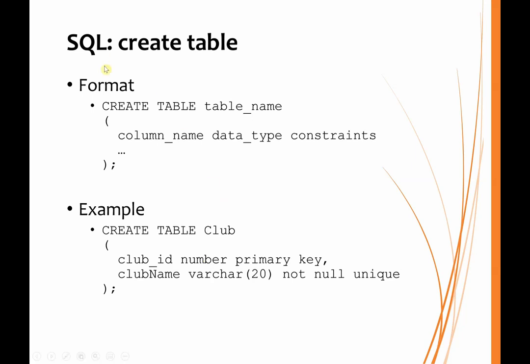So if we want to create a table, there's the format: create table, and then some table name. So create table club. And then in the brackets, we specify the column names with their data types and any constraints. So here we've got club ID of type number, and the constraint is primary key. For club name, it's a string, so we call that varchar 20. That's its length, the maximum length. And the constraints are that it cannot be null, so not null, and it has to be unique. And that will cause the database management system to make sure that any values or any rows that we put in will match these constraints.